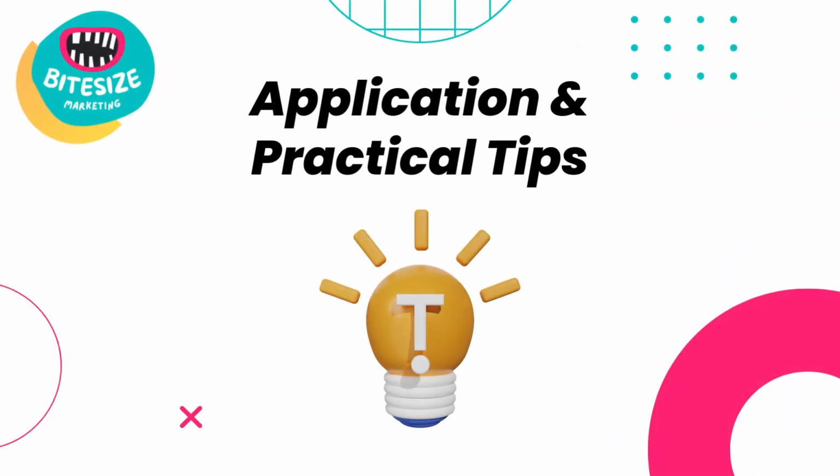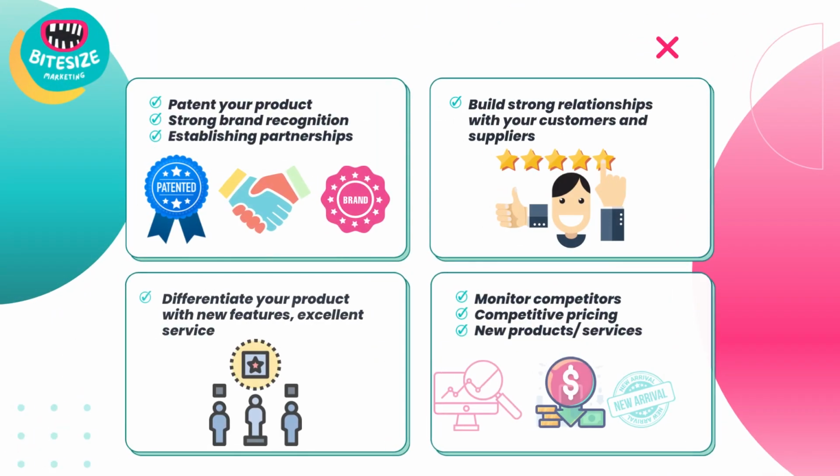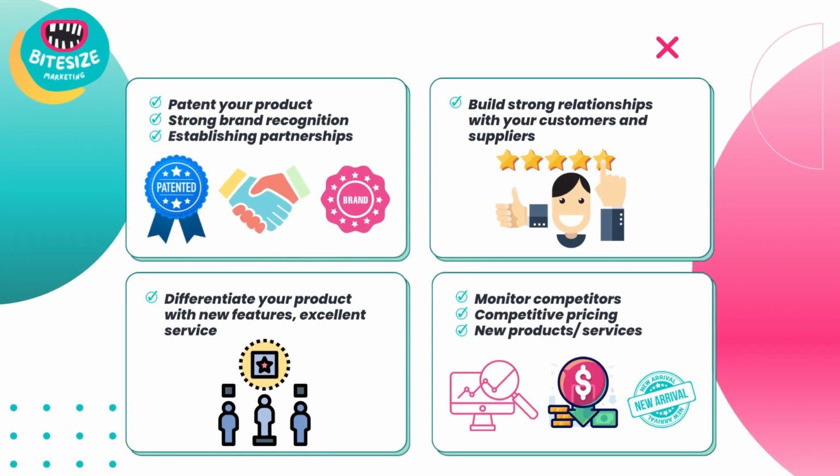Now that you know what the 5 forces are, how can you use them to your advantage? Here are a few tips. Look for ways to make it difficult for new competitors to enter your market. This could include patenting your product, building strong brand recognition, or forming partnerships that give you an edge. Focus on building strong relationships with your customers and suppliers. This can help reduce their bargaining power and make it easier to negotiate better terms.